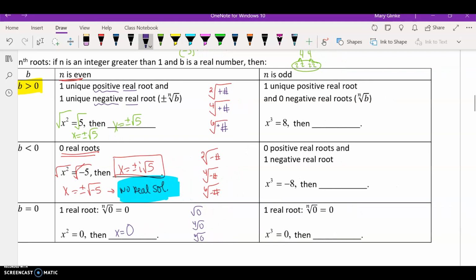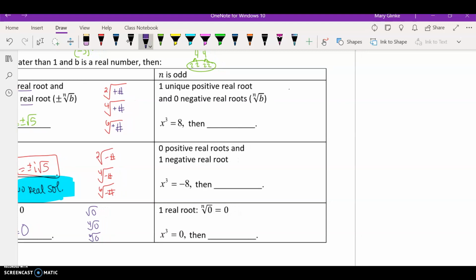But then we move over to the odd indexes. So we're talking cube root, fifth root, seventh root, etc. So if you take the cube root of both sides here, you get one solution, x equals 2. And since it's a positive number inside, you get a positive number as your solution. Now you do get only one real solution. You would also get 2 imaginary solutions for this.